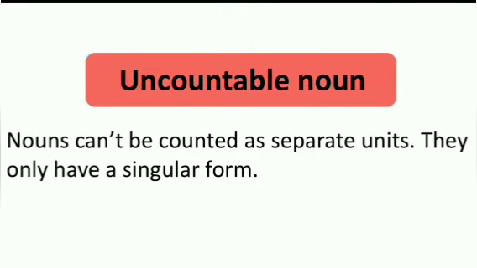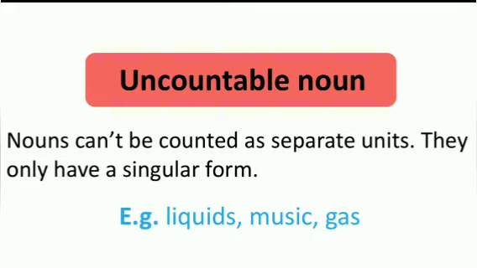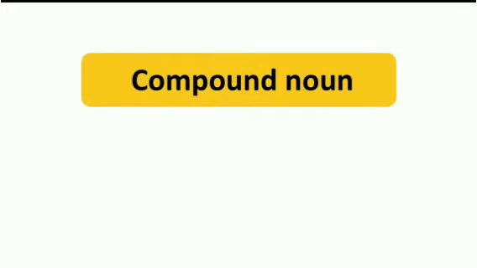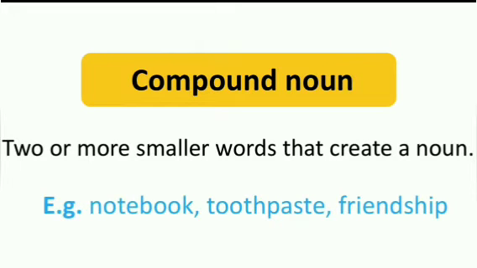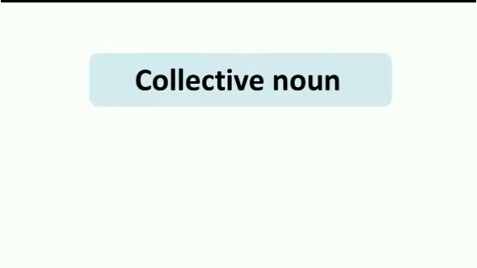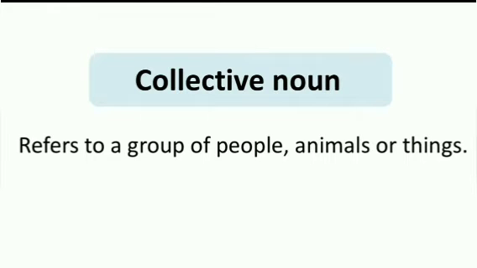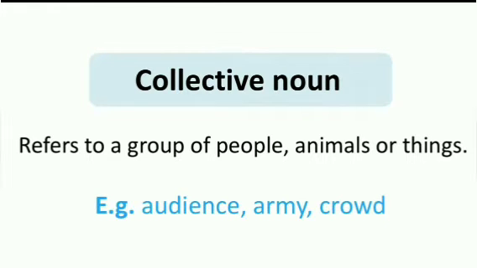Uncountable noun. These are nouns that can't be counted as separate units. They only have a singular form. For example, liquids, music, gas. Compound noun. Compound nouns are made up of 2 or more smaller words that create a noun. For example, notebook, toothpaste, friendship. Collective noun. Collective noun refers to a group of people, animals, or things. For example, audience, army, crowd.